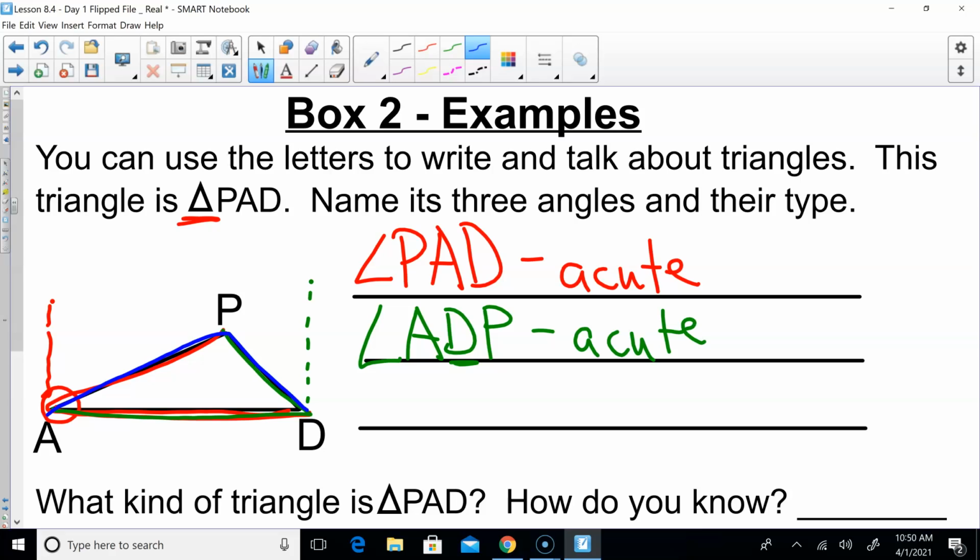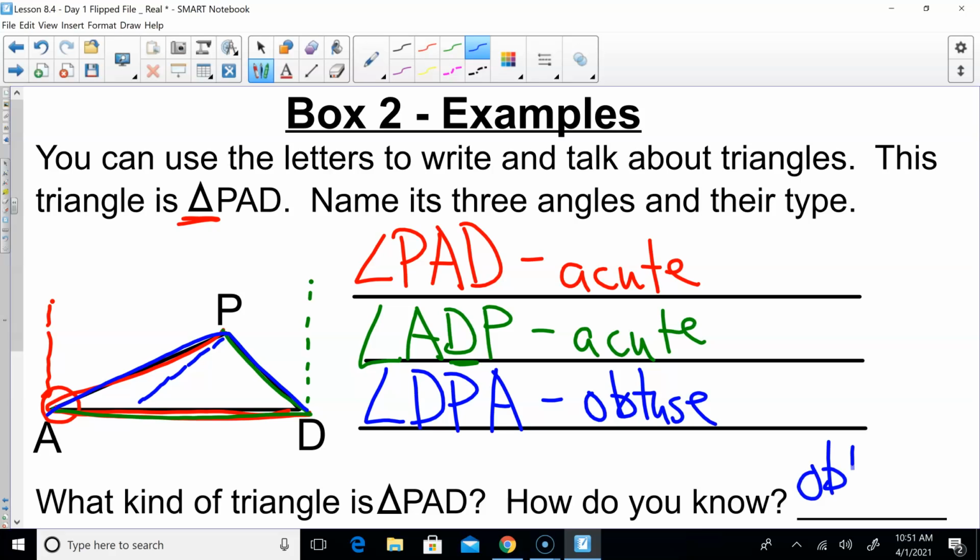So if you see, this is our line right here, and we would go and make a right angle, which would kind of be like this. This one looks like it is more than that. So angle DPA is an obtuse angle, which means what kind of triangle is triangle PAD, and how do you know? Well, it has to be an obtuse triangle, because it has one obtuse angle, the angle DPA.